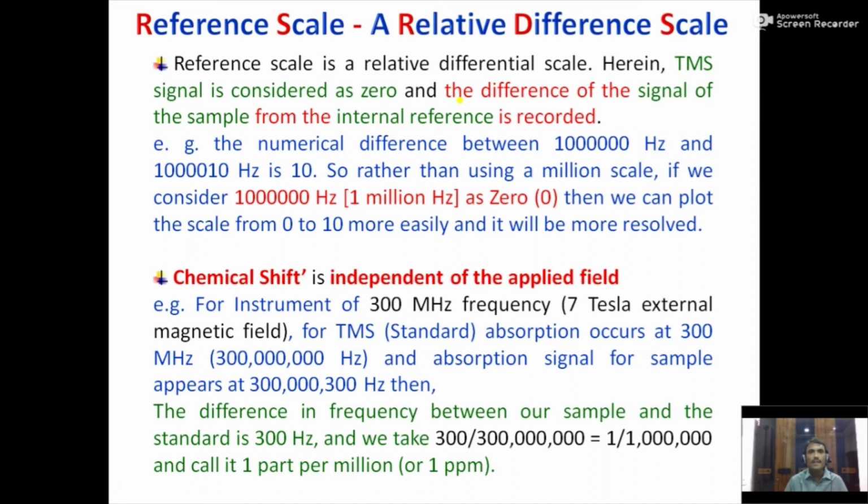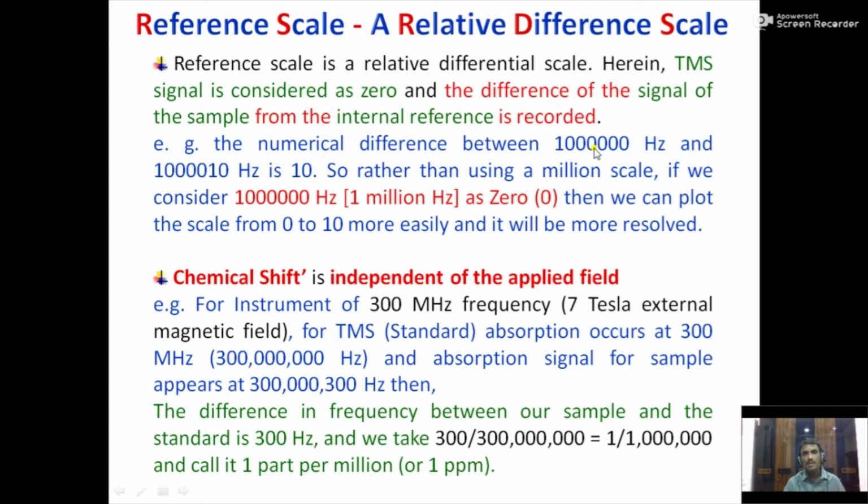Now the reference scale. What is the advantage of the reference scale? We can see that whenever you are using the reference scale, the NMR spectra become resolved. The reference scale is a relative differential scale. Herein the TMS signal is considered as 0 and the difference of the signal of the sample from the internal reference, that is TMS, is recorded.